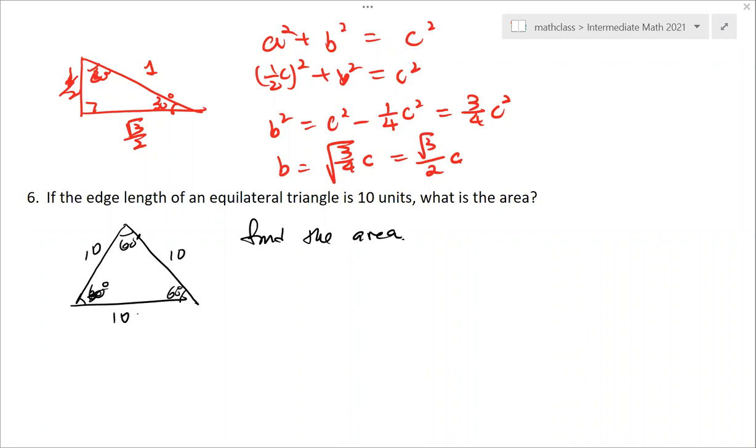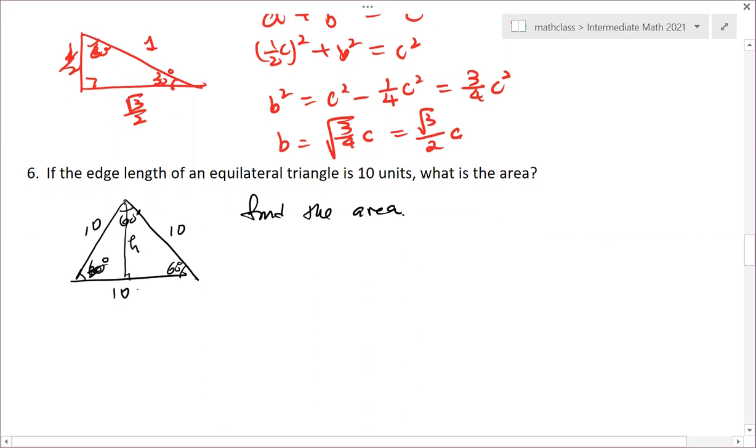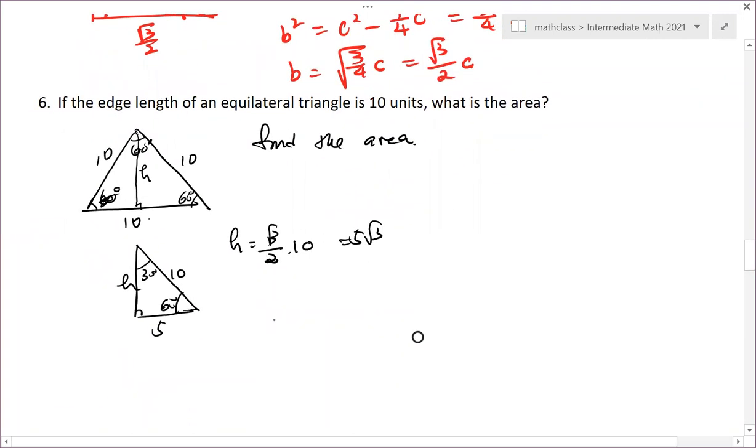All right, so take a look at this problem. To find the area of the triangle, you have to find the base and the height. If you draw the height, you see that you divide this equilateral triangle into two parts. And this side is a right triangle, right? 30 degree and 60 degree, and this is h, this is 10. And then this must be 5, right? So therefore, h is going to be square root of 3 over 2 times 10, so it's going to be 5 square root of 3. Okay, that is the height.